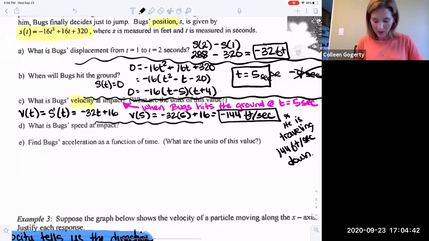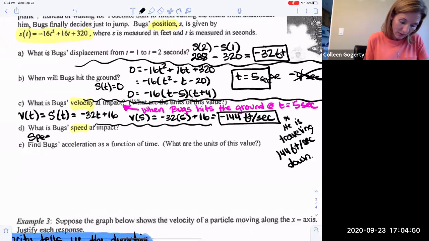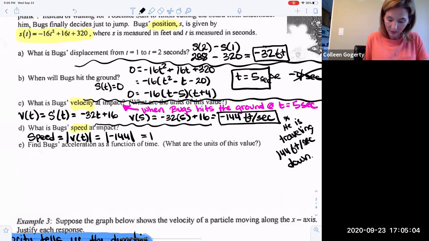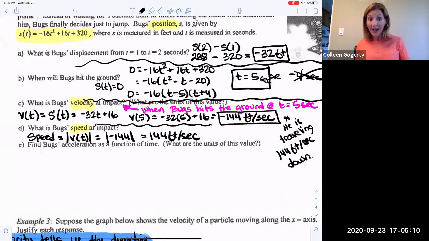So now we get to the next question, and it's asking us his speed. Okay, well, cool. We've already done all the work for that. Speed is the absolute value of velocity. And now again, they're asking us at impact, so we already found that. So I need to know what is the absolute value of -144, and that gives us 144 feet per second. So if somebody said, well, how fast was Bugs traveling when he hit the ground? 144 feet per second, which is different from the velocity at which he hit the ground, because the negative tells us what direction he hit from.